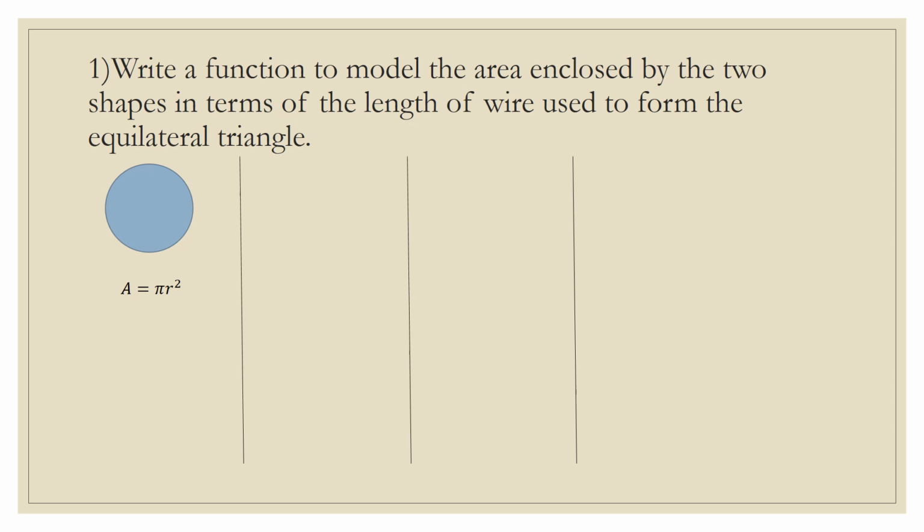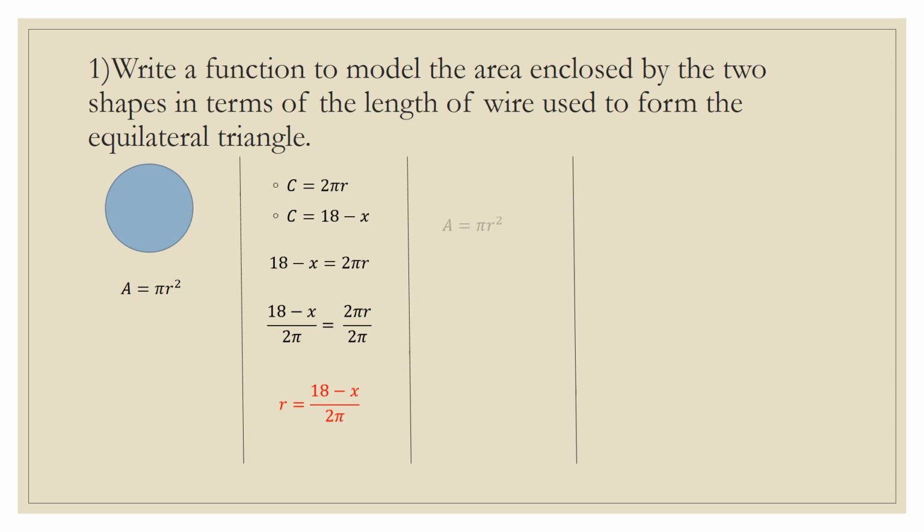Now for the circle. The area of the circle is pi r squared, but we need to use the circumference to find the radius. The circumference of a circle is 2 pi r, and the circumference of our circle is 18 minus x. Therefore, 2 pi r equals 18 minus x. To find r, divide each side by 2 pi. The radius of the circle is (18 minus x) over 2 pi.